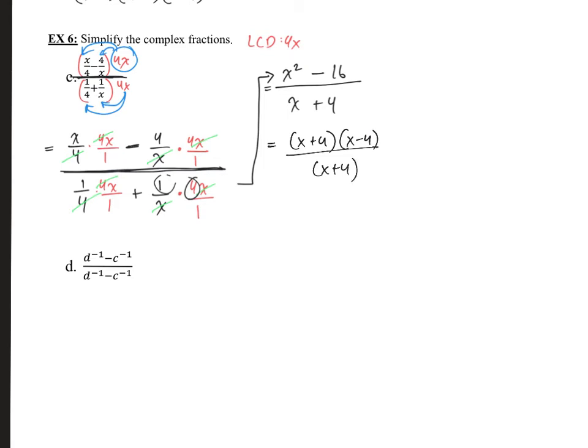Can we cancel anything? Yes, we can. The x plus 4. And so we're left with an answer of x minus 4 as our simplified answer. Okay, so we treated a complex fraction pretty similarly to how we treated other fractions by using the building up property. But the thing we used the building up property for was to get rid of the mini fractions. So we were just left with one normal fraction. That's the plan.